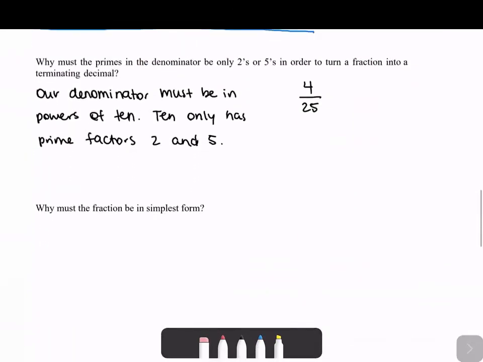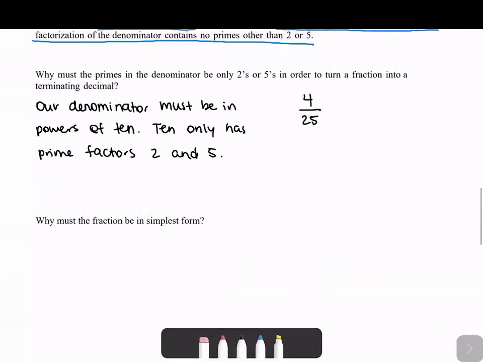So we want our denominator to be a power of 10, but we know that 10 only has prime factors 2 and 5. In order to make this a power of 10, we know that if we multiply 25 times 4, we can get 100. And so we'd say that this is 16 over 100, so it can be represented by the decimal 0.16.